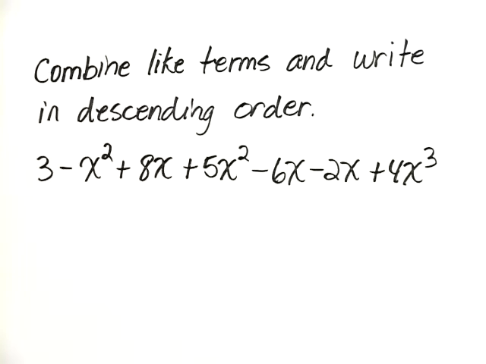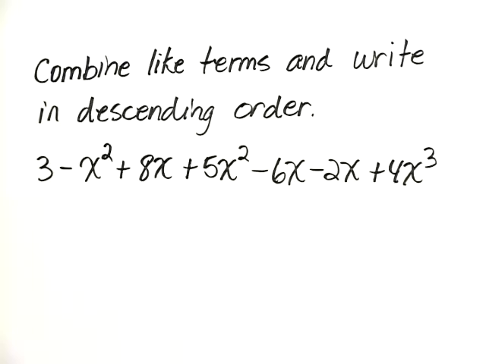Combine like terms and write in descending order. 3 minus x squared plus 8x plus 5x squared minus 6x minus 2x plus 4x cubed. So we look and identify the largest degree term, which would be the 4x cubed.